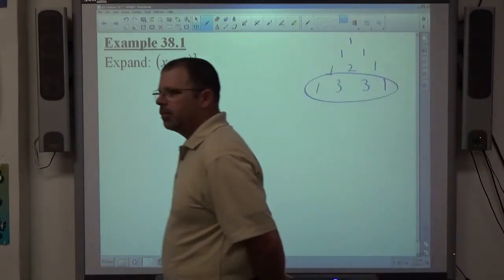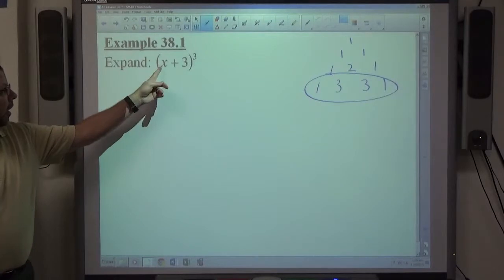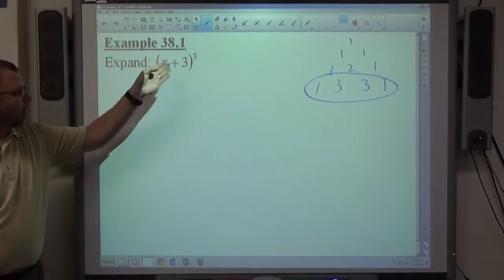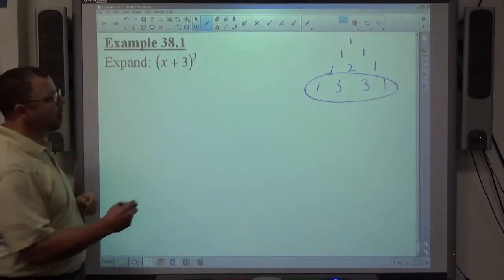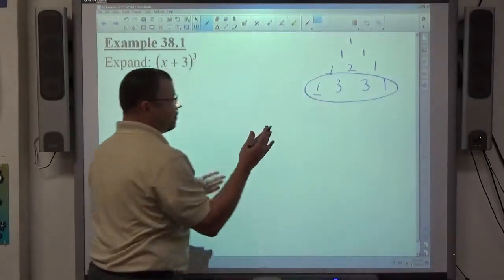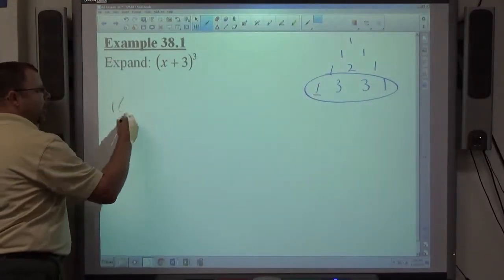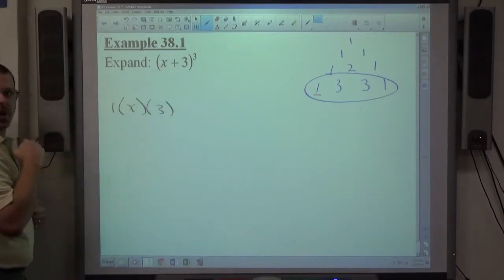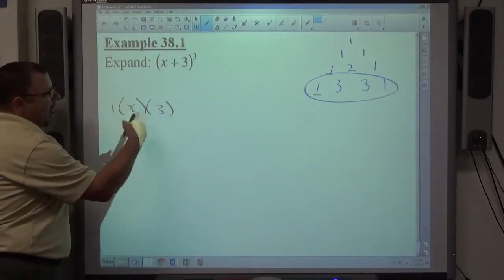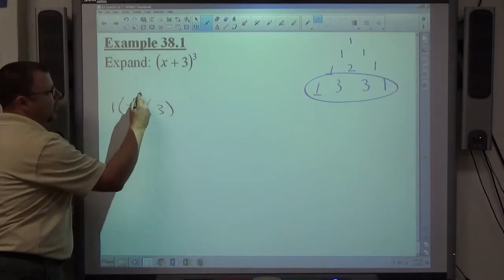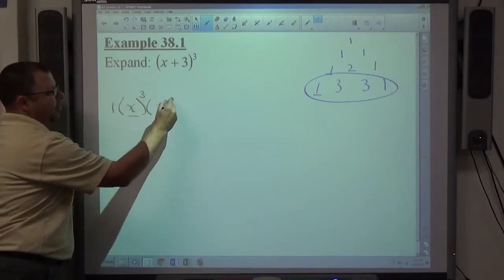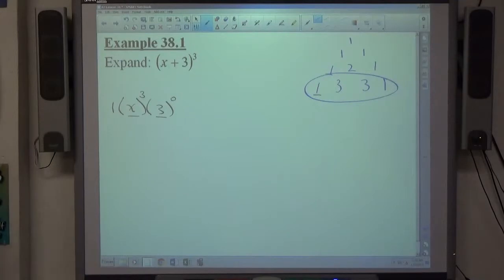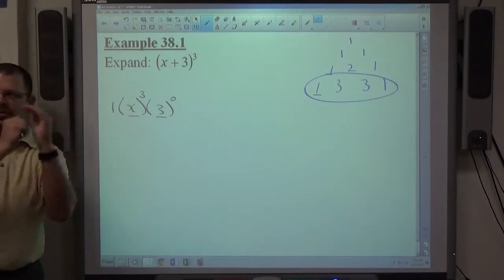Each term is built by a Pascal number, and a letter or number to a power, like that. The first number is 1, so my first term is going to be 1. Then I take x and 3, positive x and positive 3, right? The first object gets raised to the highest power, and the second object gets raised to the 0 power. That's how you construct the first term. 1 is the Pascal number, x is the first object, 3 is the second object.